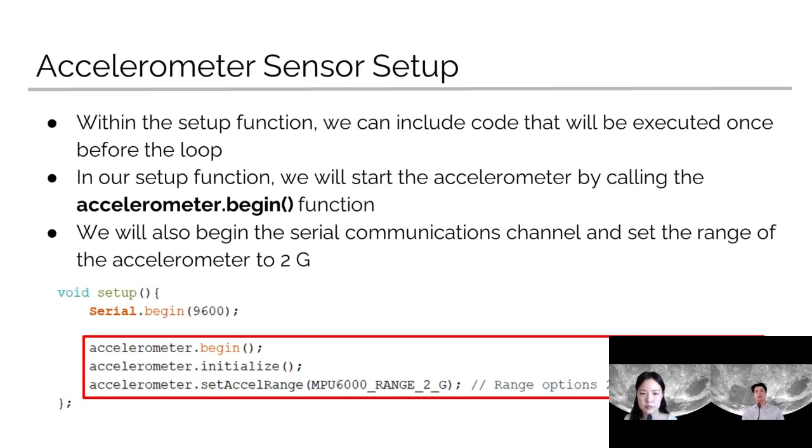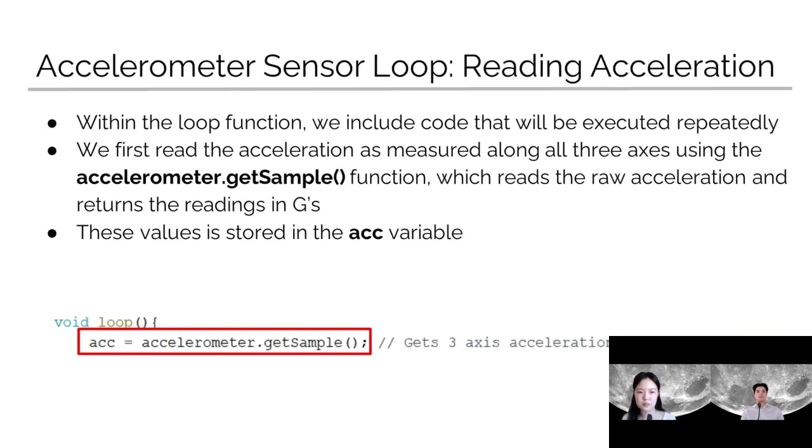So how would we go about setting up the accelerometer? Yeah, so to set up the accelerometer, we would do that in the setup function, which is only run once, which is different from the loop function that is run repeatedly. And so in our setup function, we will start the accelerometer by calling the accelerometer.begin function. And after that, we will begin the serial communications channel and set the range of the accelerometer to 2Gs. Perfect. And now that we have the setup function completed, we can move on to the loop function.